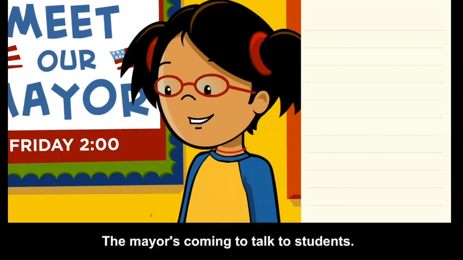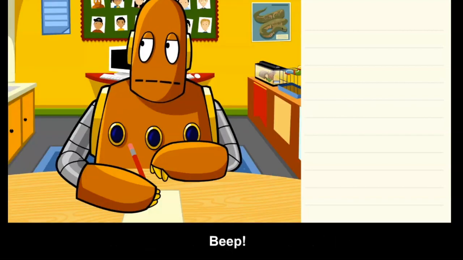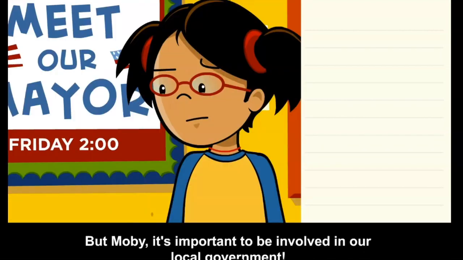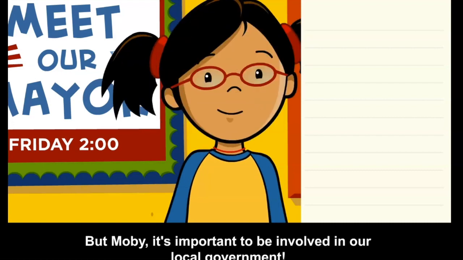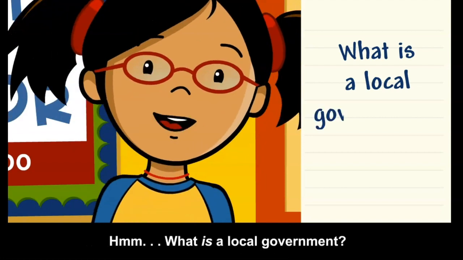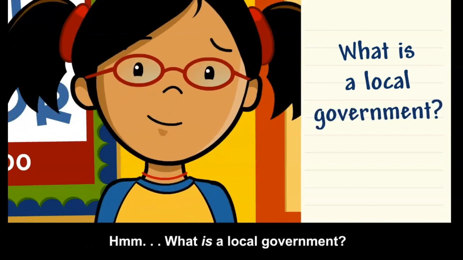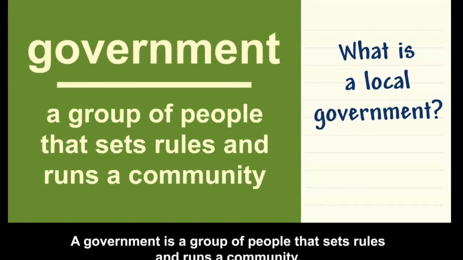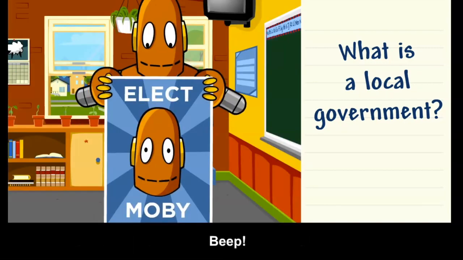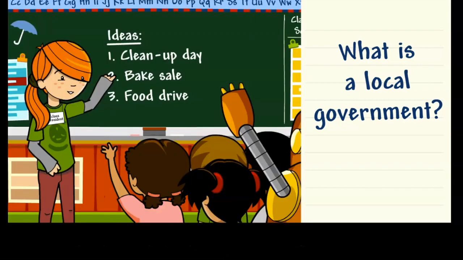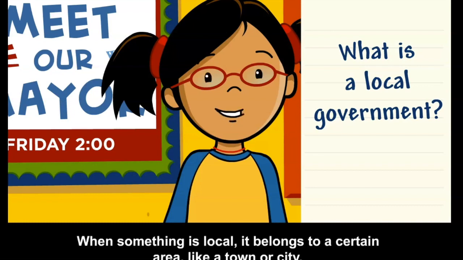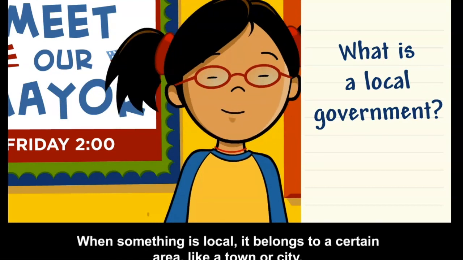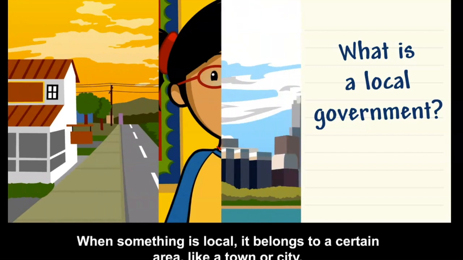The mayor's coming to talk to students. But, Moby, it's important to be involved in our local government. What is a local government? A government is a group of people that sets rules and runs a community. Right, Moby. We have a student government that helps improve our school. When something is local, it belongs to a certain area, like a town or city.